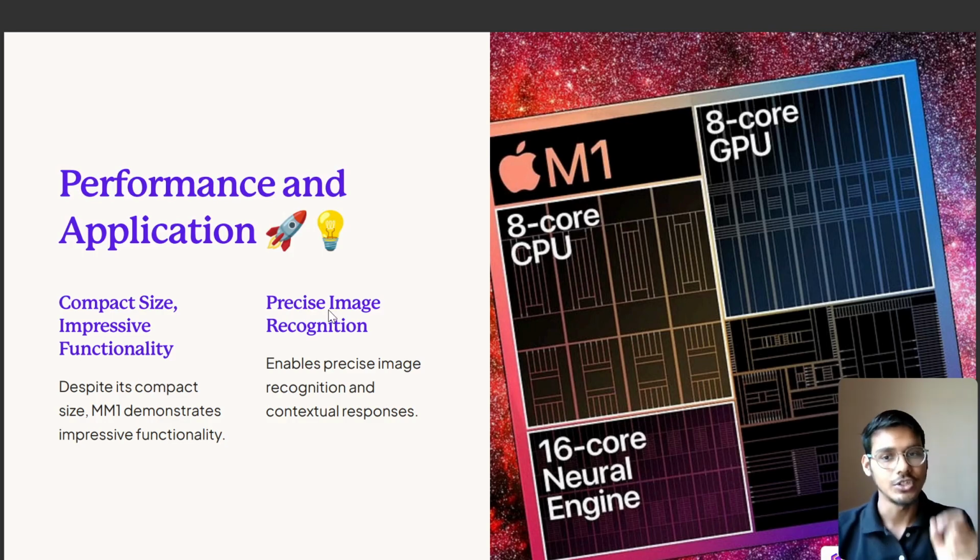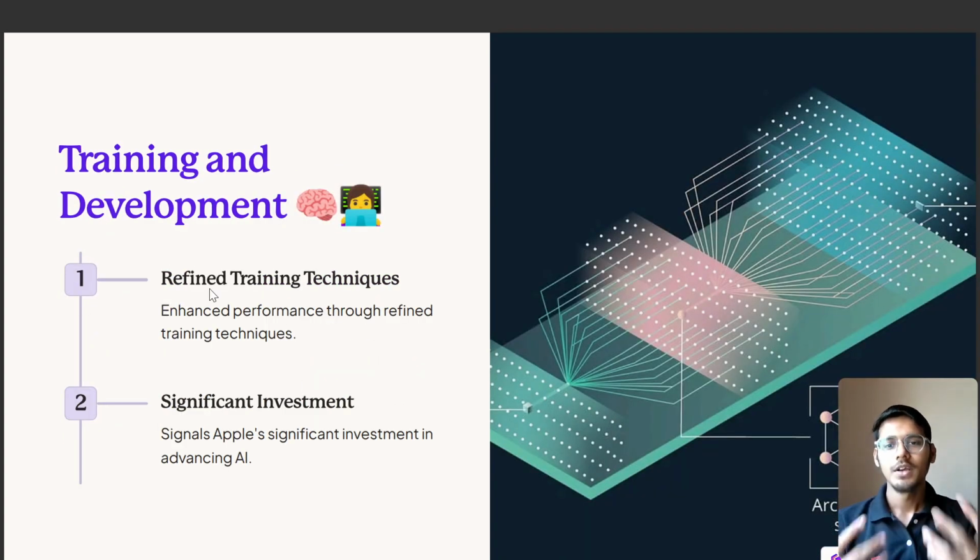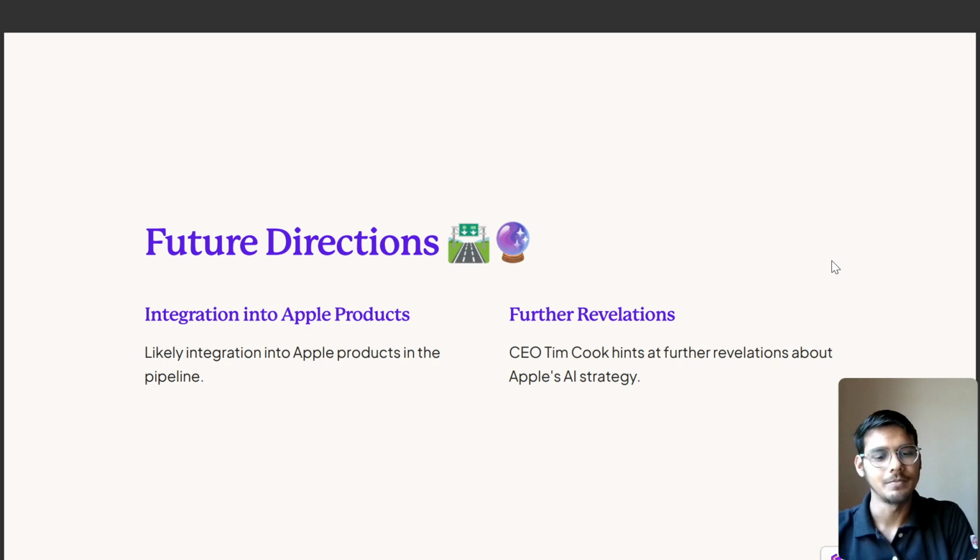Then there is precise image recognition. That is quite important, guys, because nowadays even precise image recognition is tough in multimodal language models. So it's good that they are working on it. And then there is a refined training technique. Apple is doing a lot of investment in it, because AI is the future. Maybe many people thought that Apple would be back in the race of AI, but it's good that Apple is going into it.